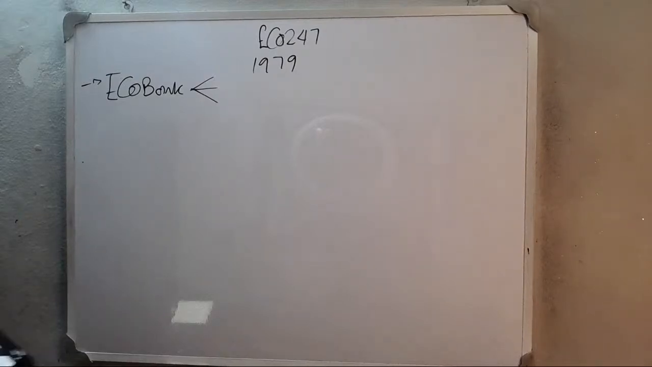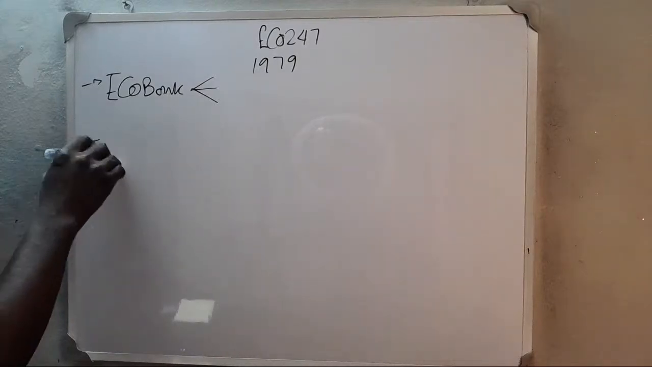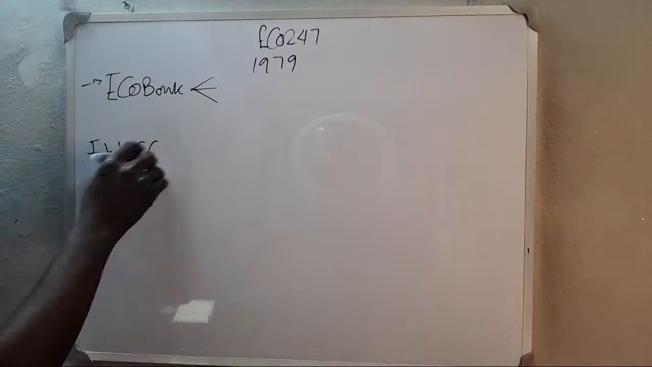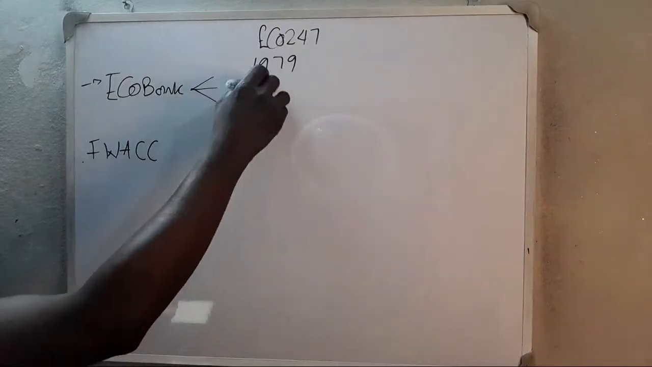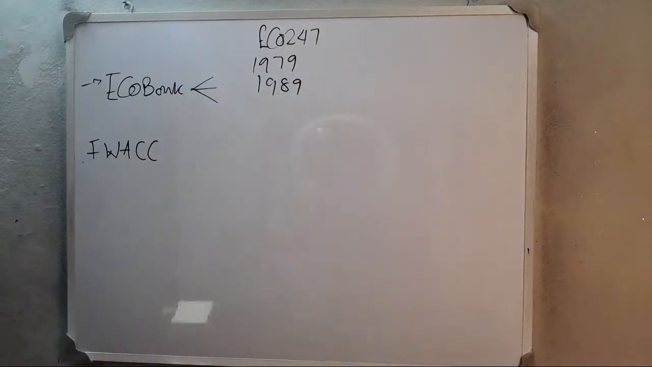So we have the likes of the Federation of West African Chamber of Commerce, that's the FWACC. The bank was officially opened in March 1989. And some of the objectives of ECO Bank is to contribute to the financial, economic, and social development of ECOWAS.